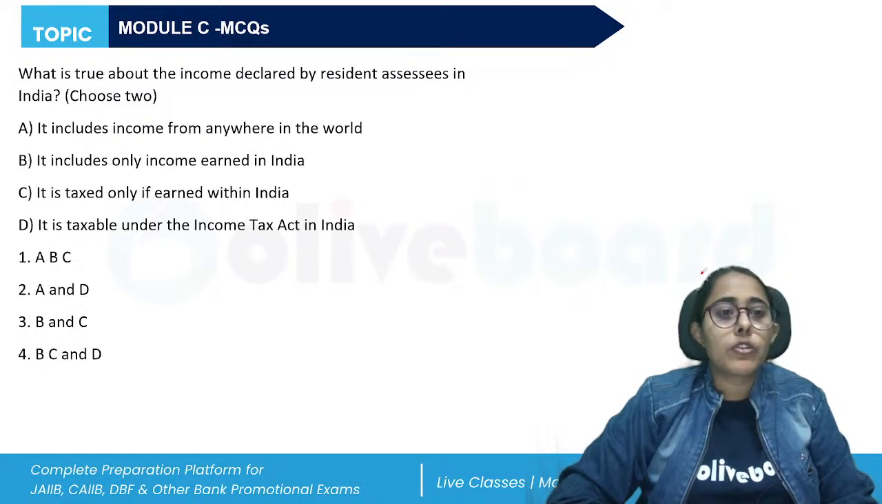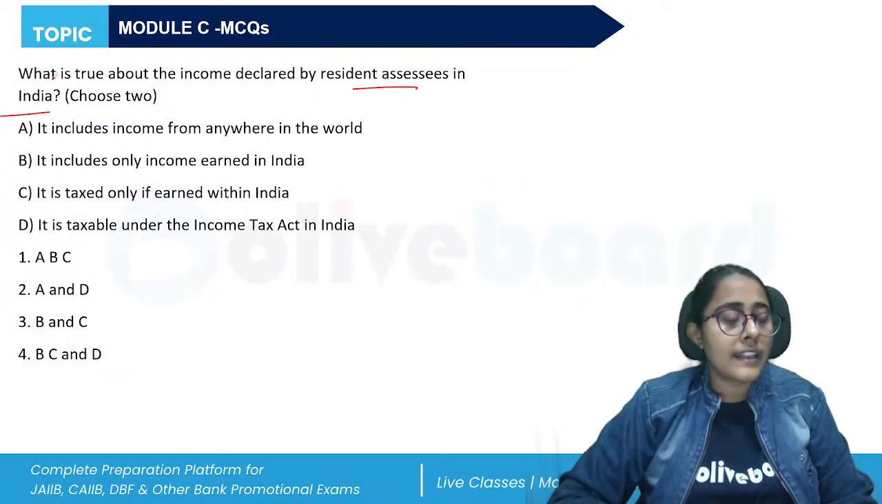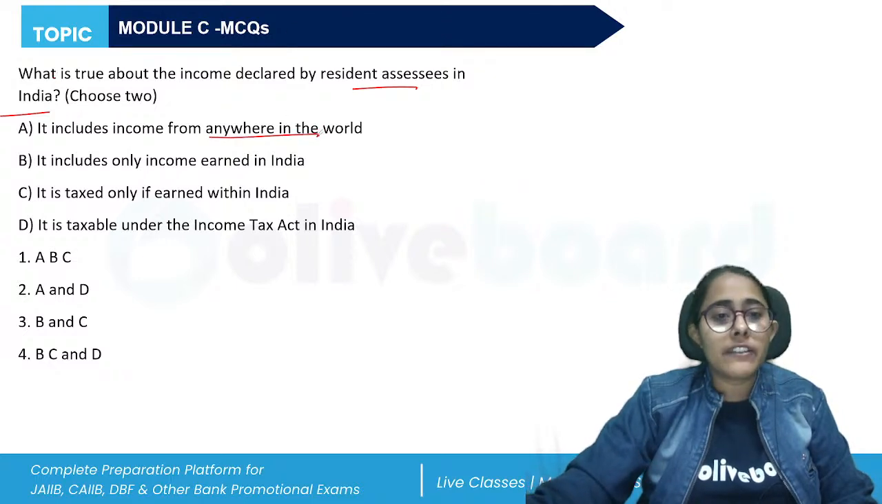What is true about the income declared by the resident assessees in India? So the resident assessees, they have to declare their income and then the Income Tax Act applies. So which of the following will be true? It includes the income from anywhere in the world. It includes the income only earned in India. It is taxed only if the income is earned within India. It is taxable under the income tax in India.